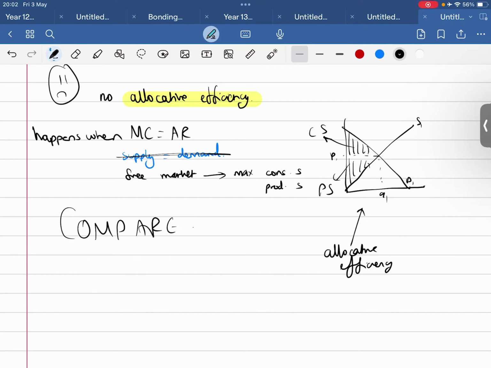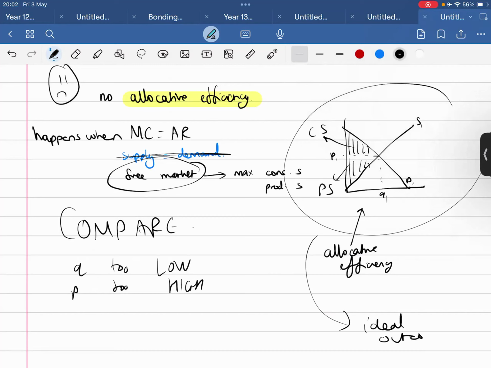So what's the point? Is the point that monopoly power is bad because it takes us away from the outcome of a free market? It takes us away from this outcome because our quantity is too low and our price is too high relative to this outcome. This is, in some people's eyes, the ideal outcome because mathematically, it maximizes consumer and producer surplus.